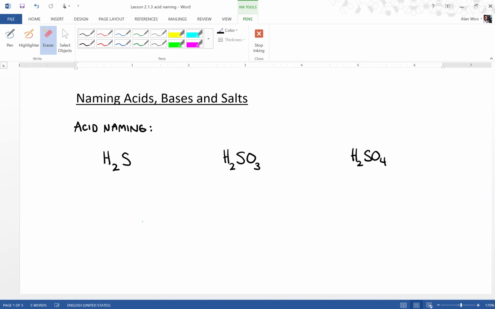Hey Chem Squad! In today's class we'll be looking at naming acids, bases, and salts. We'll start today's class by naming acids first, and then we'll look at bases and salts later.